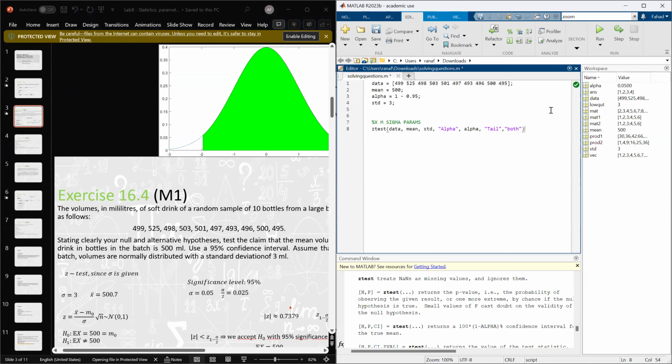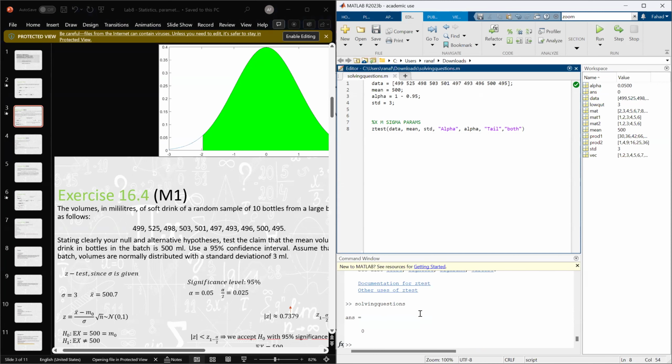So that is the z-test. Let us look at the answer of the z-test. It is 0. Why is that? Because we didn't take the parameters the proper way. So what results do we get from the z-test? Because it's a function that returns a lot of useful stuff.